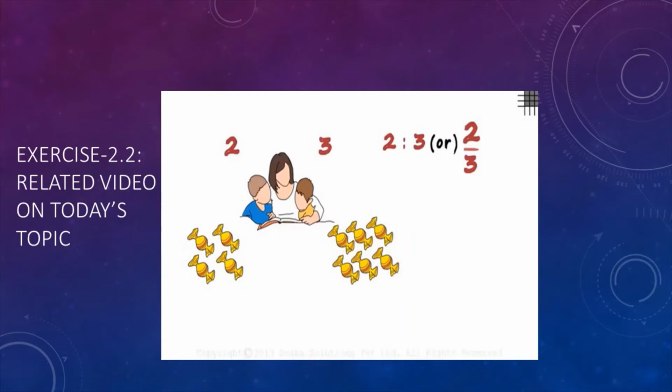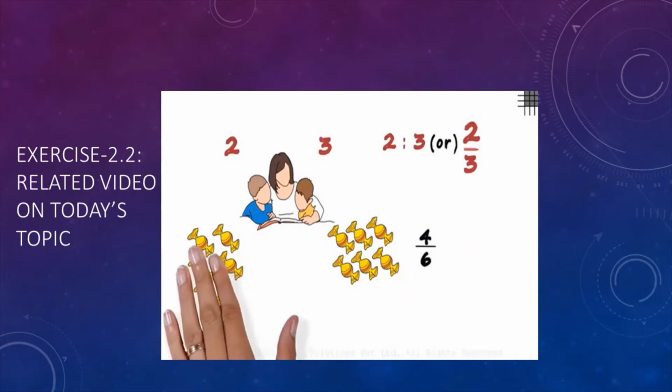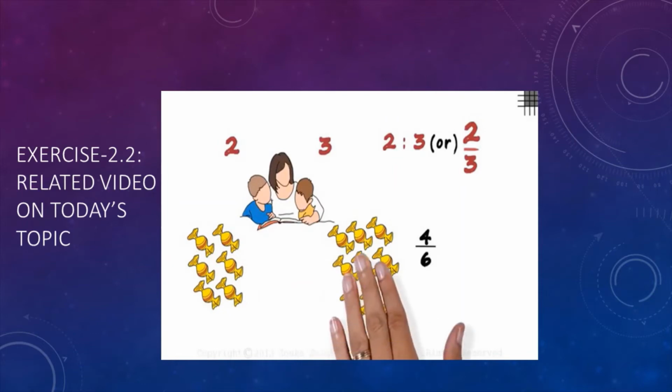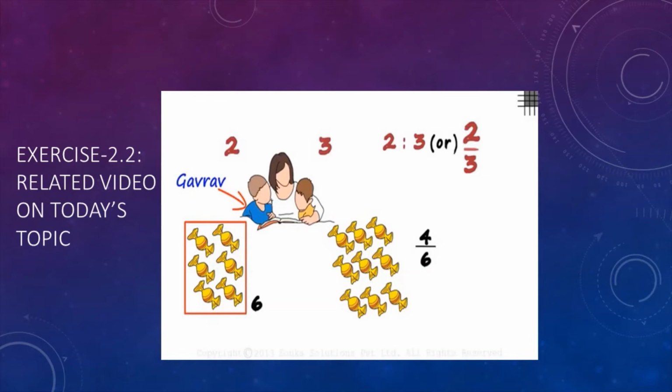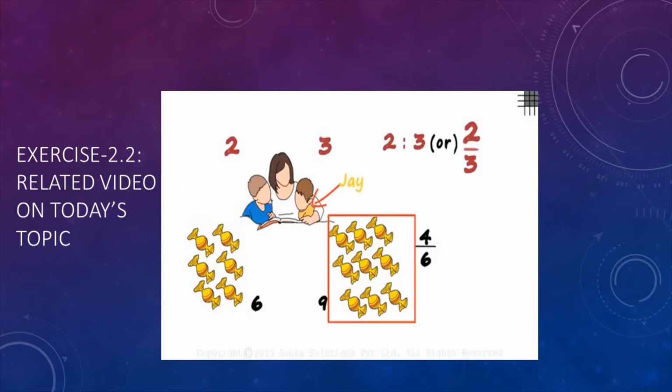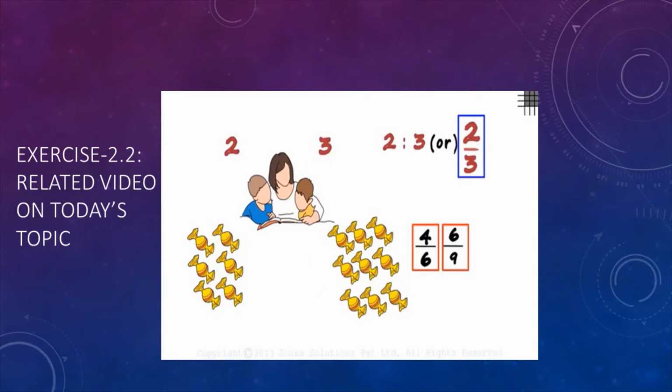Now let's count the total number of chocolates each of them has. Gaurav has 4 and Jay has 6. The ratio now becomes 4/6. The magic hand again gives Gaurav 2 chocolates and Jay 3 chocolates. Now the total number of chocolates with Gaurav is 6 and with Jay is 9. So the ratio becomes 6/9. Both these ratios, when simplified, give us 2/3. In every case, the ratio has remained the same.